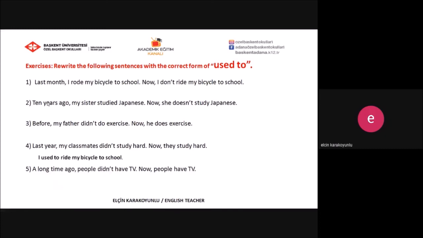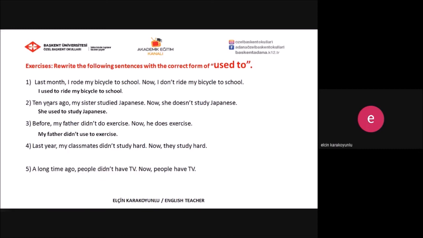Let's start with the first one. Last month, I rode my bicycle to school. Now I don't ride my bicycle to school. So we can say, I used to ride my bicycle to school. And the second one: 10 years ago, my sister studied Japanese, but now she doesn't study it. So we can say, she used to study Japanese.